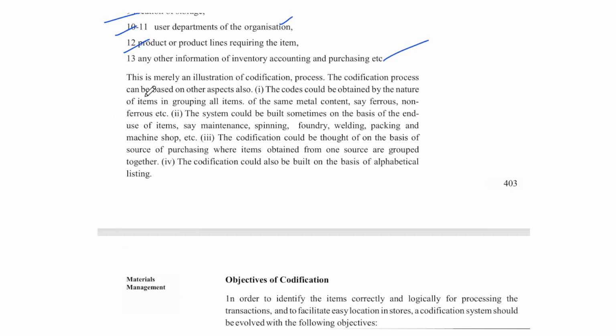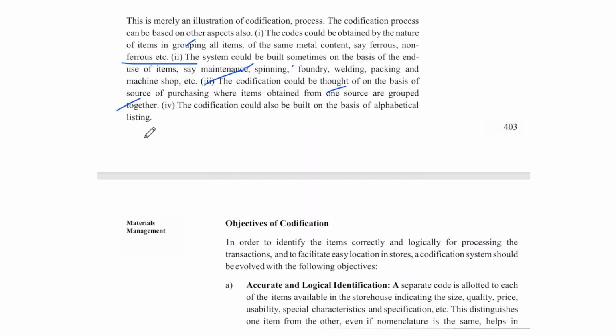And this is merely an illustration of the codification process, and the codification process can be based on other aspects also. The codes could be obtained by the nature of the item, grouping all items of the same metal content, say ferrous and non-ferrous, etc. And the system could be built sometimes on the basis of the end use of the item, say maintenance, spinning, foundry, welding, packing, and machine shop, etc. And the codification could be thought of on the basis of source of purchasing, where items obtained from one source are grouped together. And the codification could also be built on the basis of alphabetical listing.